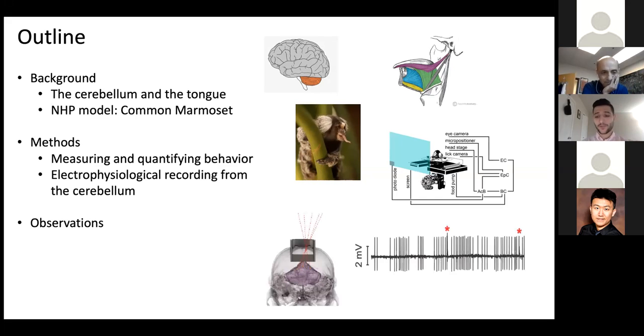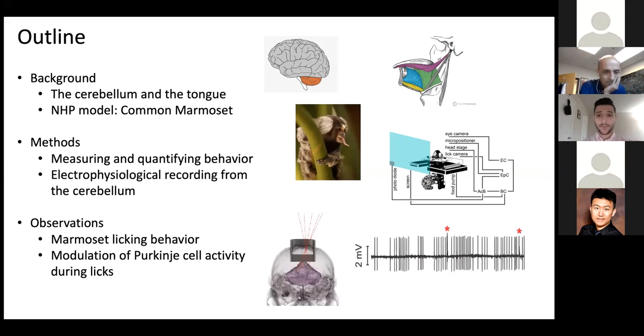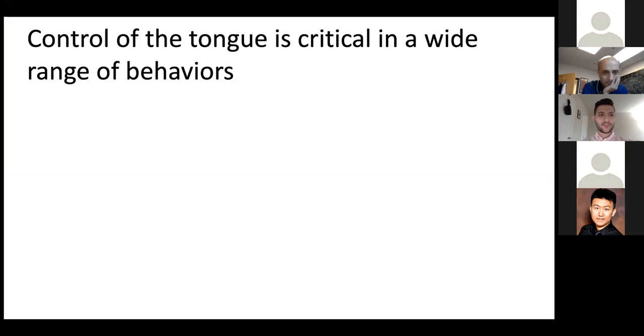Then I will share with you some preliminary observations in some of the Purkinje cells that I've been recording from, and how their behavior corresponds to licking behavior. And I'll briefly describe a little bit about how the marmoset licks during these tasks. So of course, it's without question that control of the tongue, fine control of the tongue in particular, is very important across a wide range of behaviors in humans and other species as well.